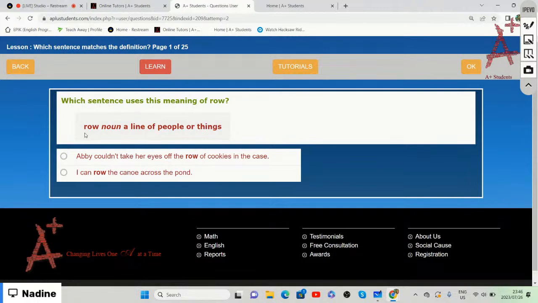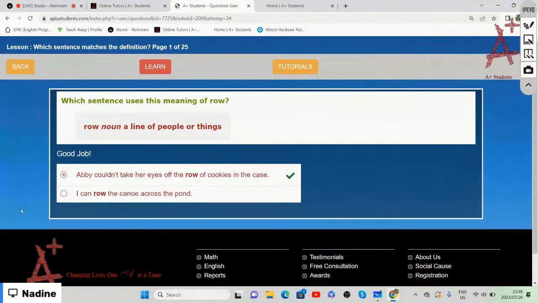So it is row, a noun, a line of people or things. We need to choose the correct one: either option one, Abby couldn't take her eyes off the row of cookies in the case, or the second option, I can row the canoe across the pond. All right, so we will choose option one. In option one, row is a noun, a line of people or things, and over here it is a line of things. So option one is correct.